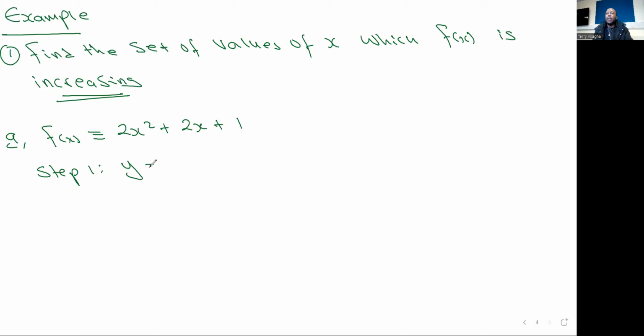So we have y is equal to 2x squared plus 2x plus 1. Now, when you differentiate this, dy over dx is going to give you 4x plus 2. Are you seeing it?